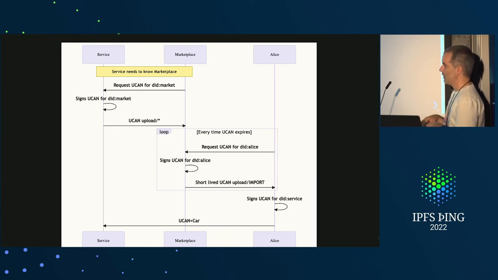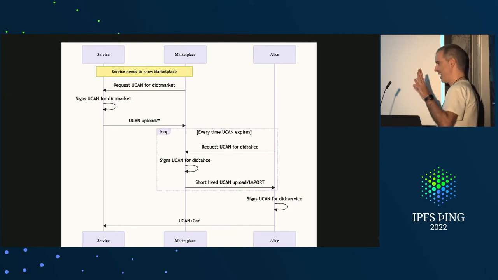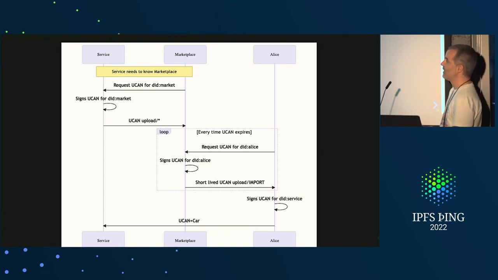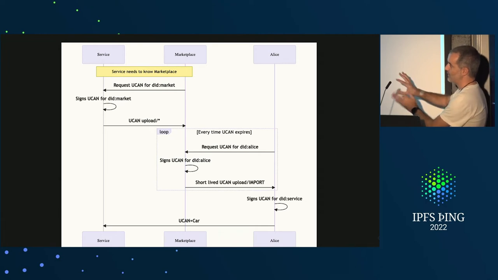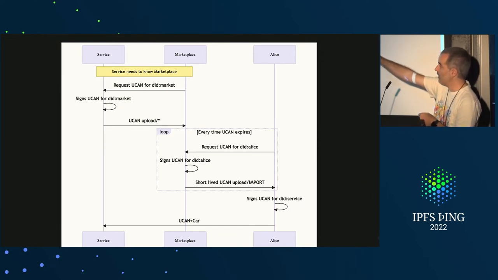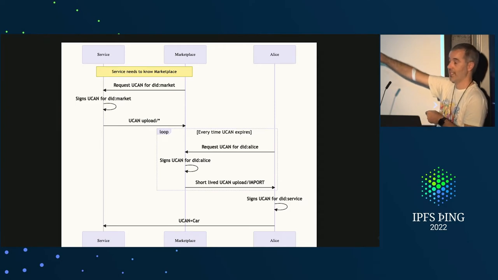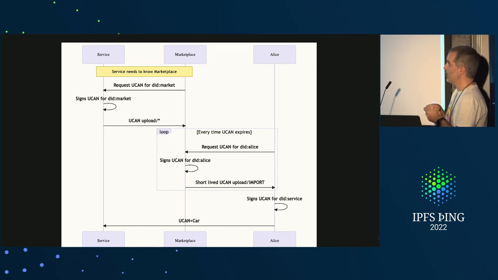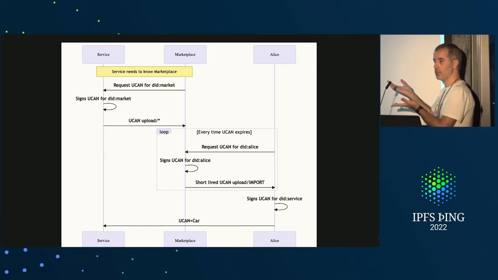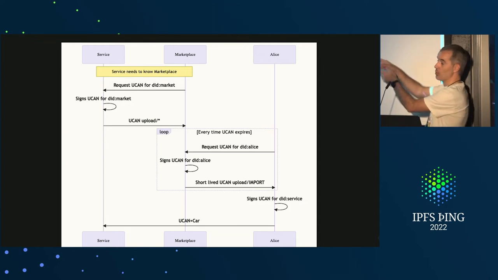And now we are even doing more things similar to this. But in this example, as I said, this was just the first prototype. There's one thing that could be better, which is that bit over there where the service is the one delegating to the marketplace. In the new stuff that we're building, the marketplace can actually just self-issue the UCAN. It doesn't need to talk to us first.